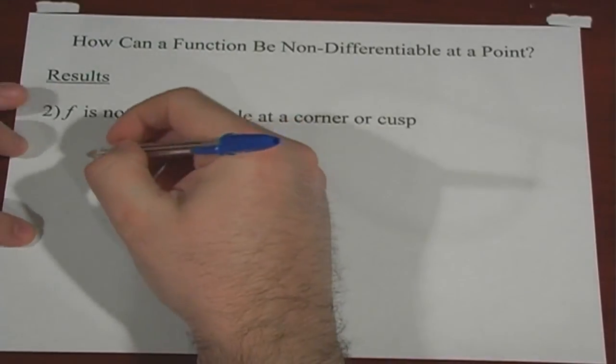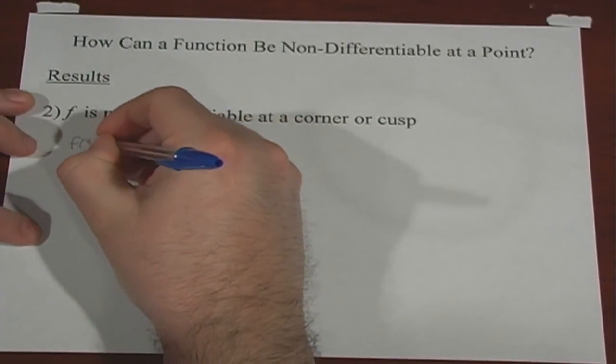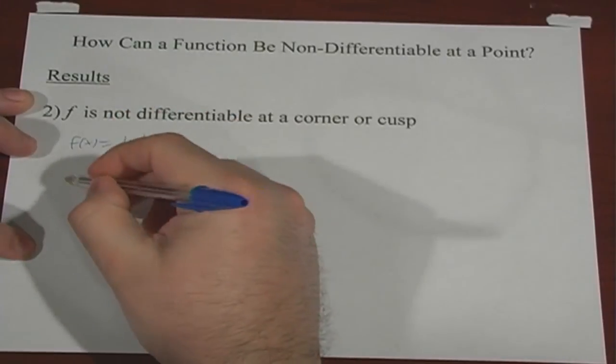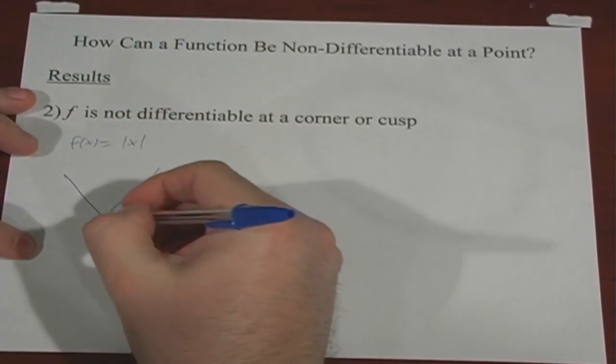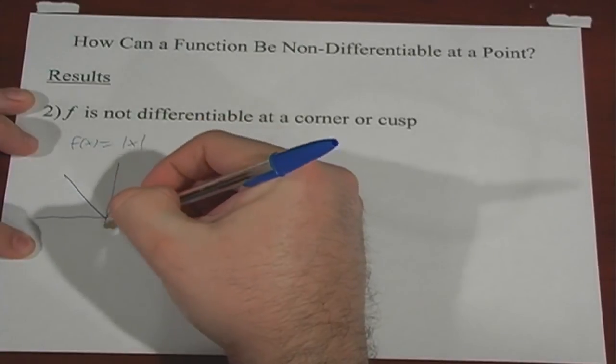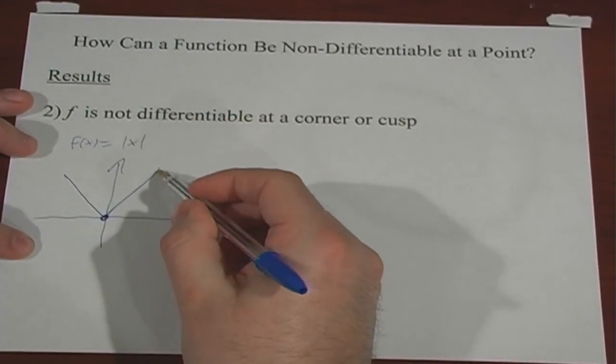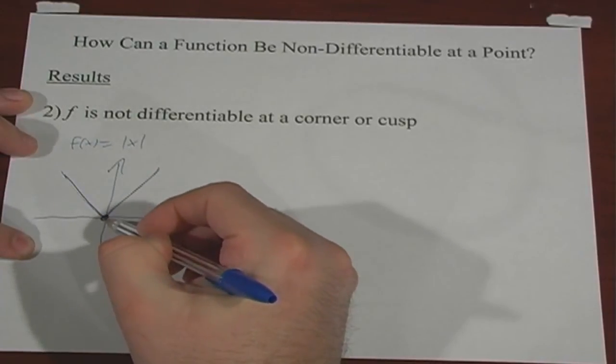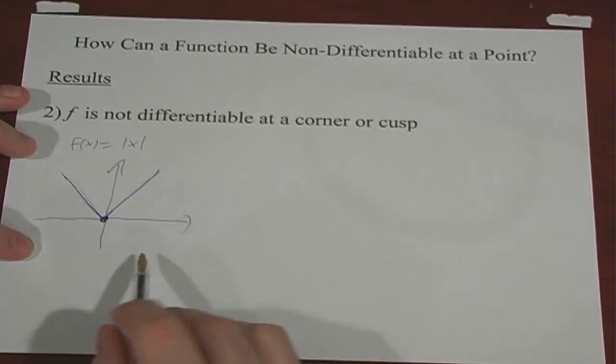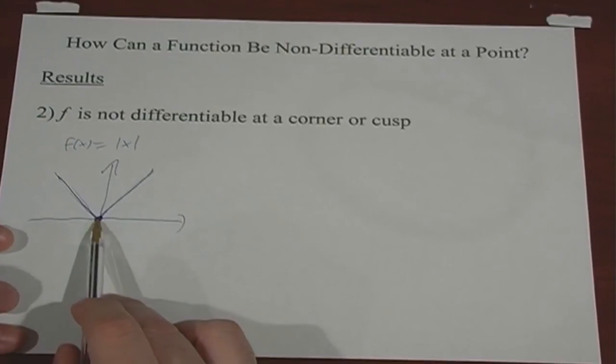What do I mean by corner? Well, a quick example, something like f of x equals absolute value of x. The graph looks something like that. Go ahead and draw an x and y axis here. This function is not differentiable at this point. This point is a corner. Okay, it is continuous though at that point. You could draw it through the point without taking your pen off the paper. But at this corner, it doesn't have a tangent line.